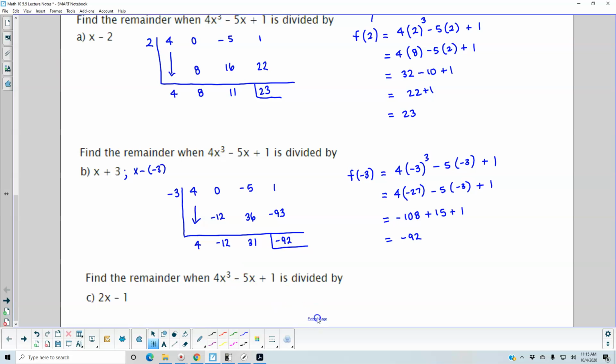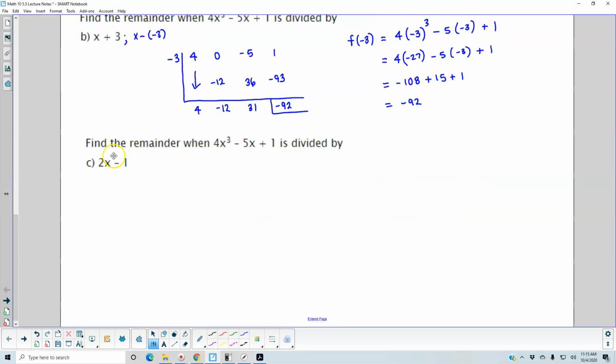Okay? And then if we continued on here, it says find the remainder when it is divided by 2x minus 1. Now, the reason why I'm providing this example is because technically, this is the same thing as solving for x. So if we take 2x minus 1 and set it equal to 0, then that means 2x is going to equal positive 1, and therefore x is going to equal 1/2. So now the value of k in our synthetic division is going to be 1/2.